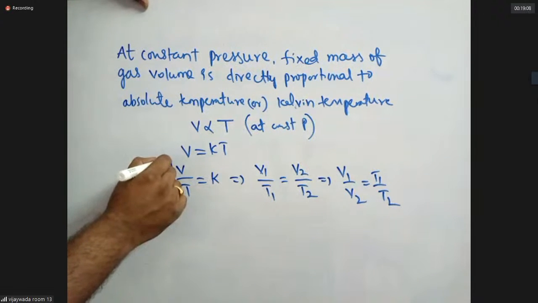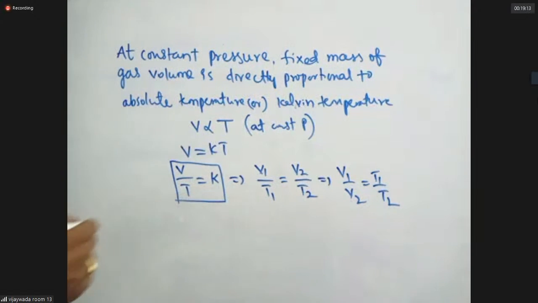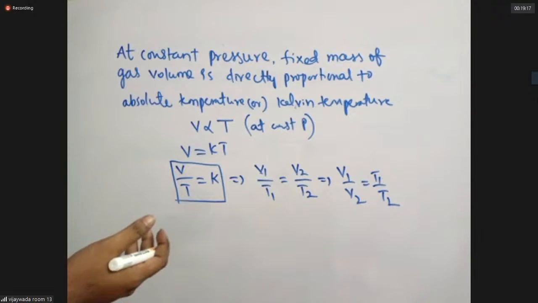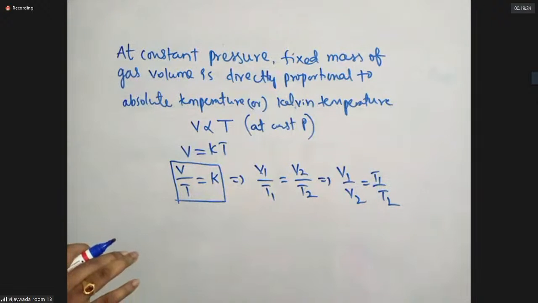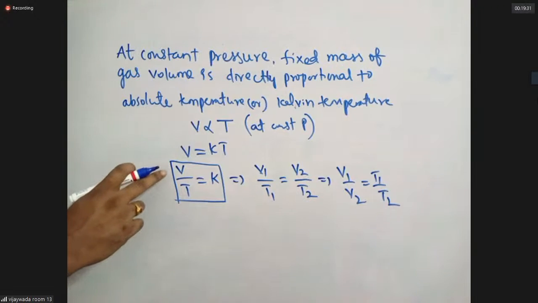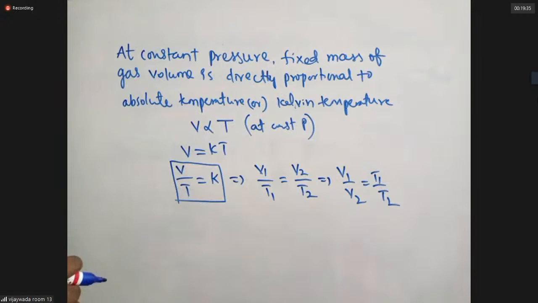The ratio of volume and temperature of a gas at constant pressure is constant. And you can represent Charles' law even by using this definition: at constant pressure, for a fixed mass of gas, the ratio of its volume and temperature is constant. From this, we can say V1 by T1 equal to V2 by T2.